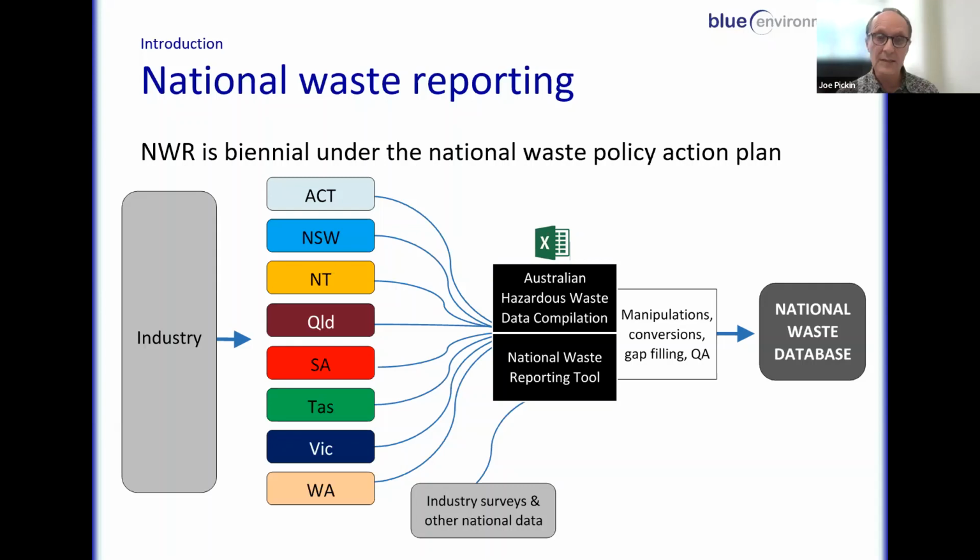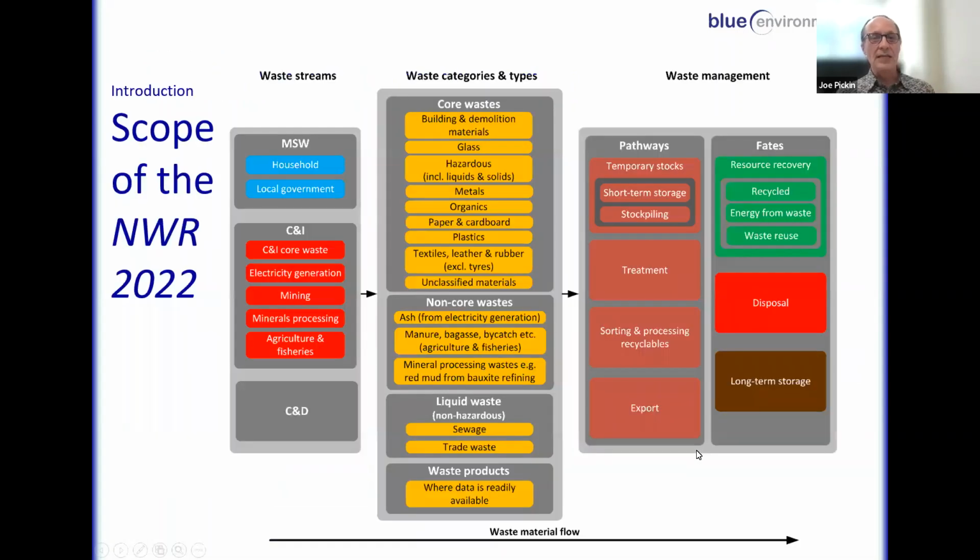We now have national standards to describe this process, and the states and territories are using those national standards to slowly transform their own systems, or when they're doing things to their system, to help converge the data sets over time. The data from the states and territories is also supplemented by some data from industry surveys and other national data. So that's basically what we do to get this story together.